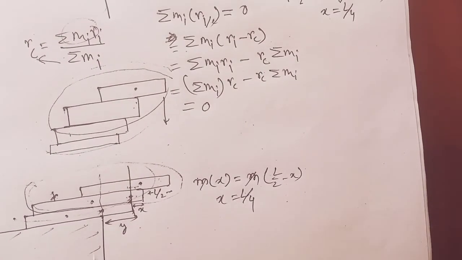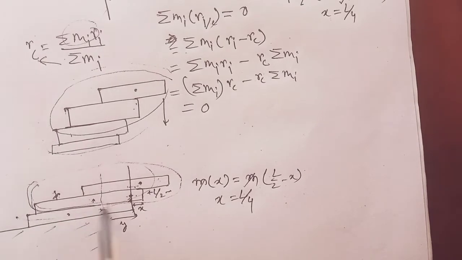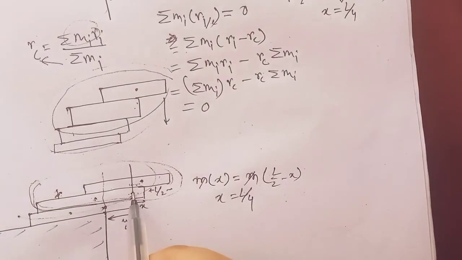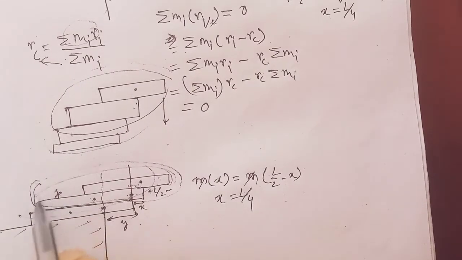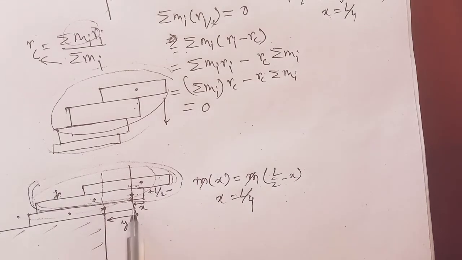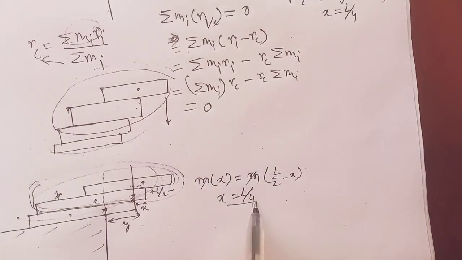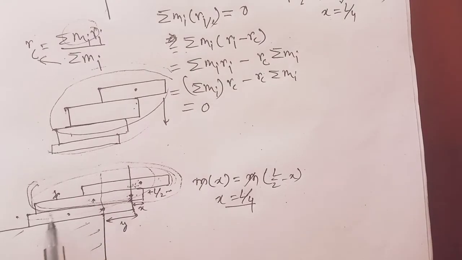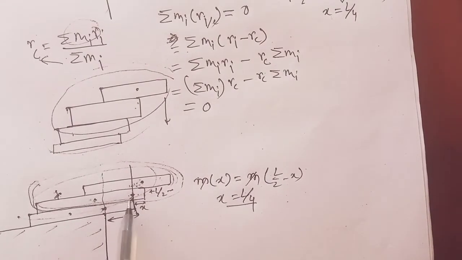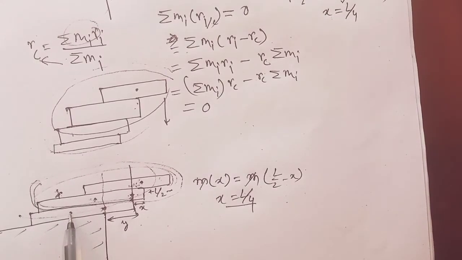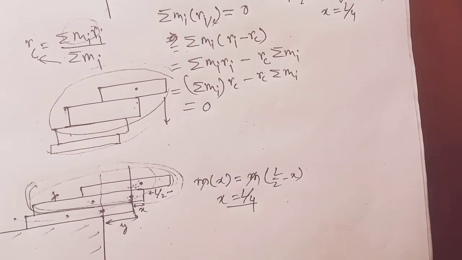For that, let me assume these two blocks as a single block, right? I know that these two blocks' center of mass lies at this distance because they are not toppling. So that is the edge I have already found as L by 4. So as per my assumption, the center of mass of these two blocks must lie at this distance, and I know the center of mass of the lower block lies at this distance. Now I can find out y.